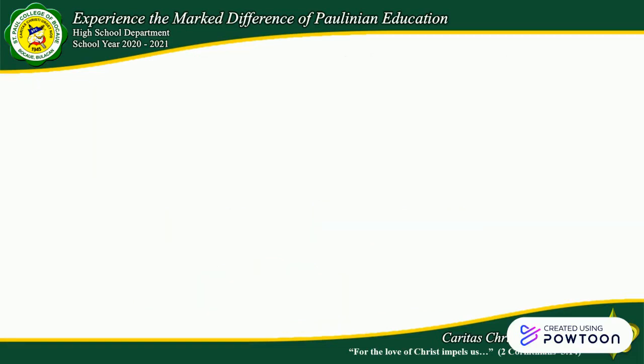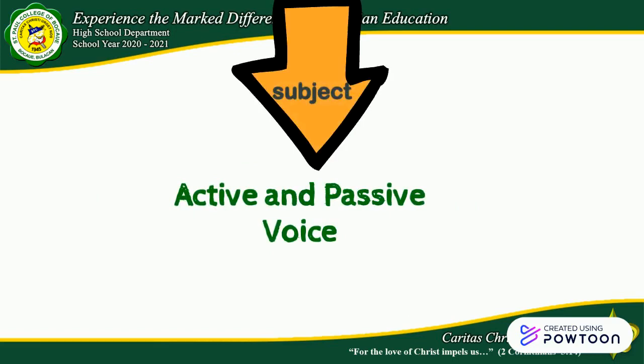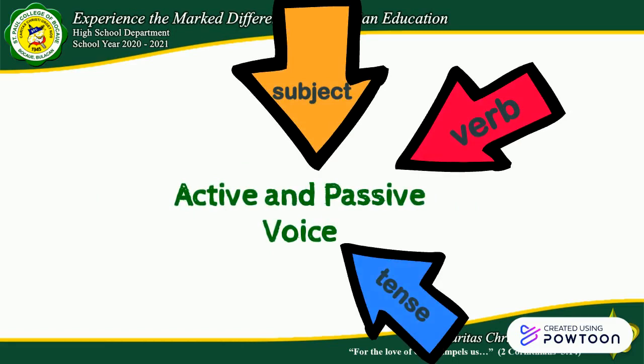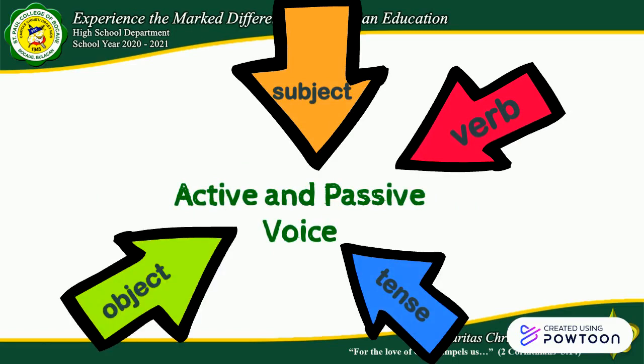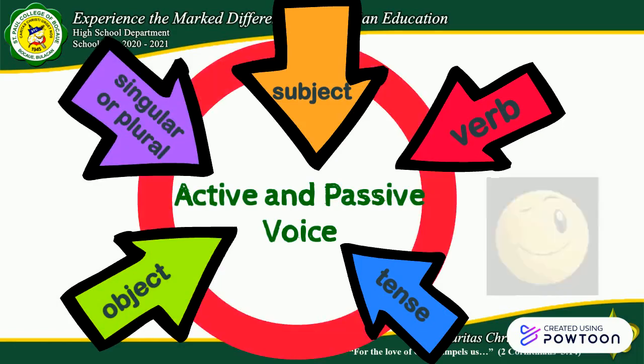In using the active and passive voice of the verb, always look for the subject of the sentence, the verb and its tense, the object of the verb, and whether the subject is singular or plural. You will never go wrong if you remember these.